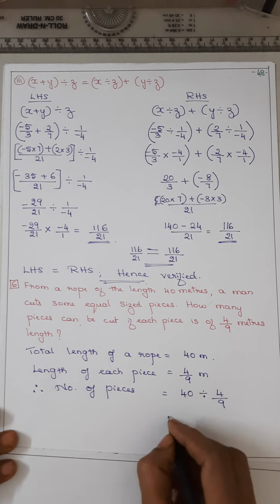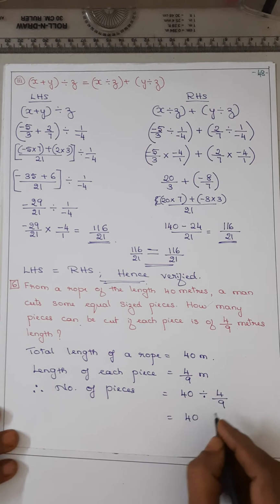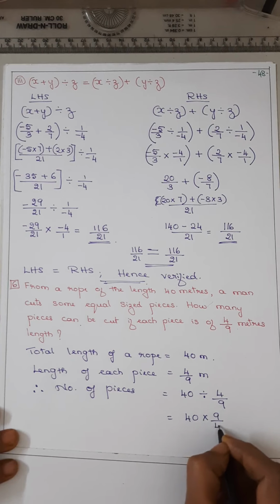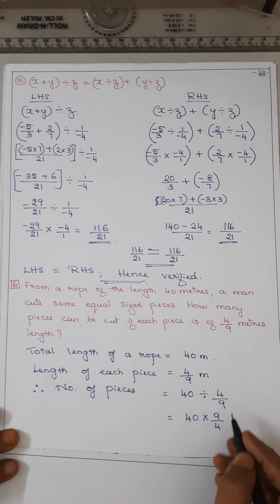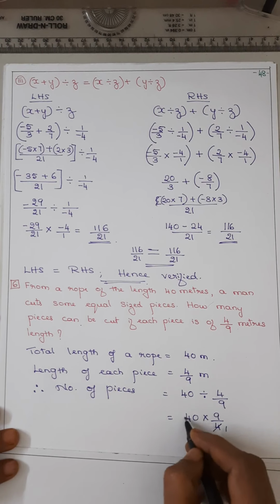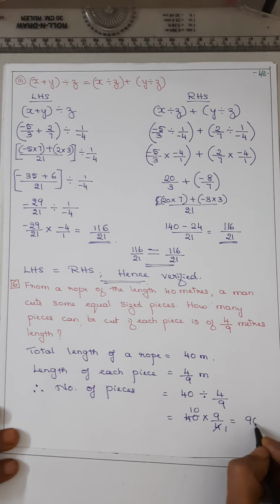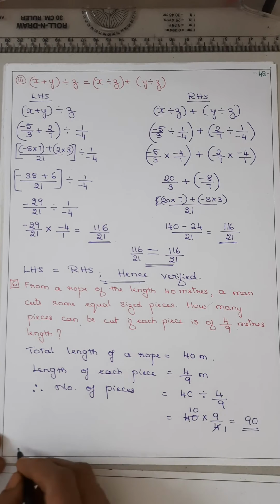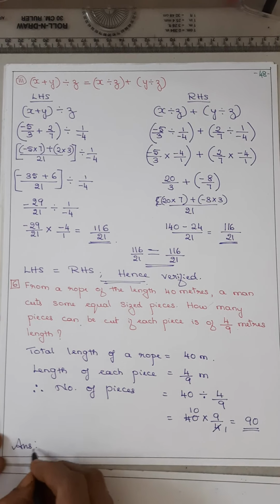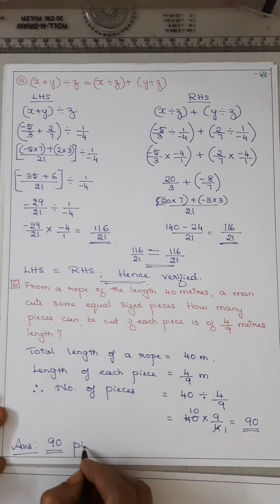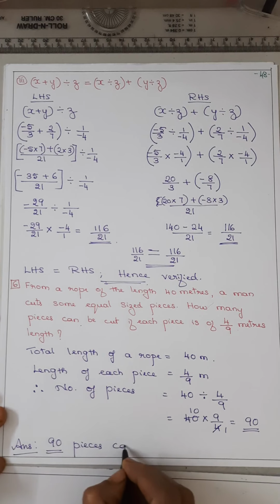Isn't it? So 40 divided by 4 by 9. 40 into 9 by 4. Division, make it multiplication, reciprocal. 4 1s are 4, 10s are 9 10s are 90. So what is the answer? How many pieces can be cut? 90 pieces can be cut.